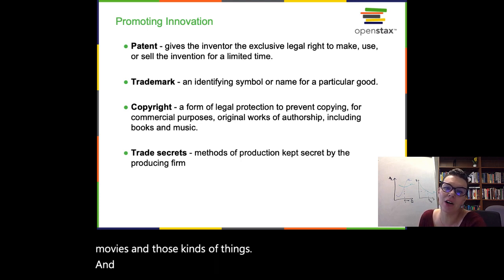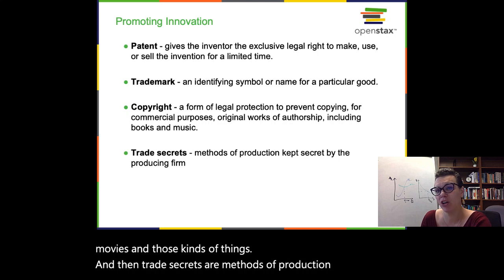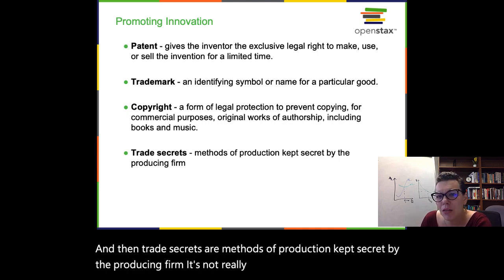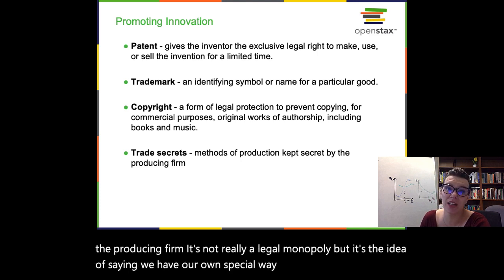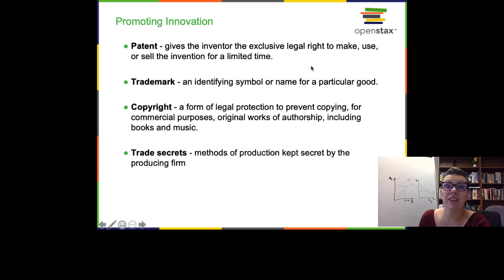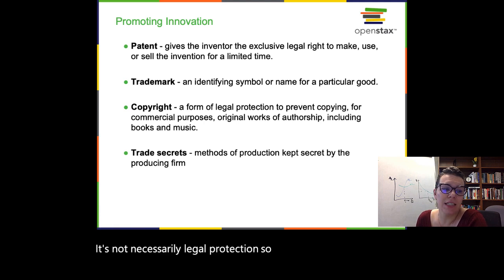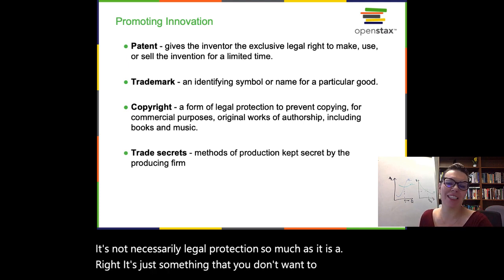And then trade secrets are methods of production kept secret by the producing firm. It's not really a legal monopoly, but it's the idea of saying, hey, we have our own special way and we don't want anyone else to know. So the formula for Coca-Cola is considered a trade secret. If you're familiar with the story of Willy Wonka and the Chocolate Factory, famously Willy Wonka closed the factory because trade secrets were getting out. And so it's not necessarily legal protection so much as it is a secret. Right? It's just something that you don't want to share that feels proprietary, but you might not have the legal ability to protect.